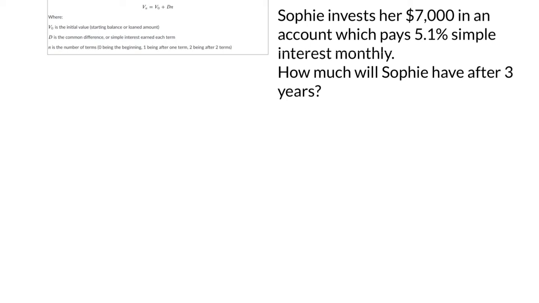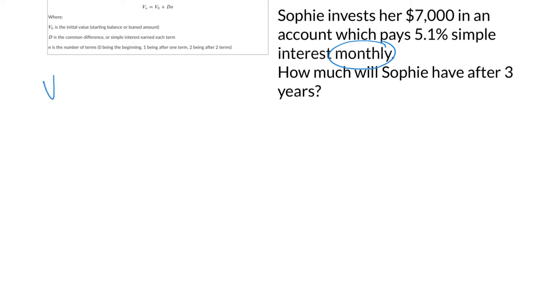So this time the interest is going to be calculated and given every month. How much will Sophie have after 3 years? So I guess this is the thing that's a little bit different about this question. Rather than the interest being calculated each year, the interest might be calculated each month. So we need to think a little bit differently with our recurrence formula.